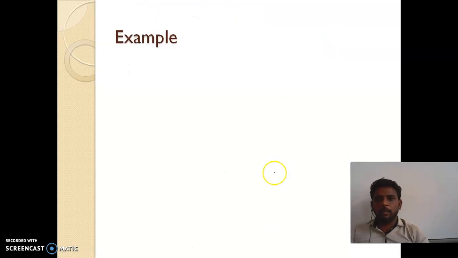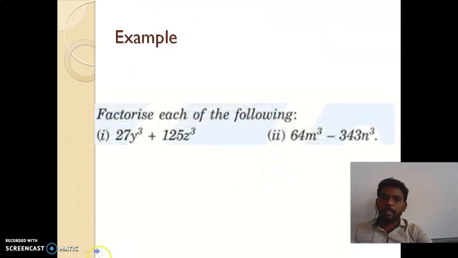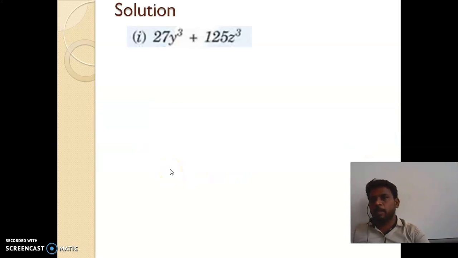Right? Look at the next example. Factorize each of the following. 27y cube plus 125z cube, and similarly here also. How can you factorize this one? Let us see one by one. 27y cube plus 125z cube. So only two terms are there and both are cubes.